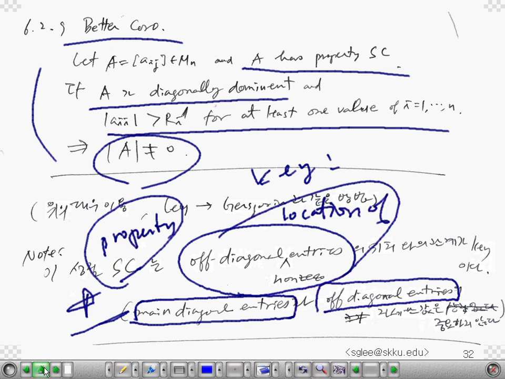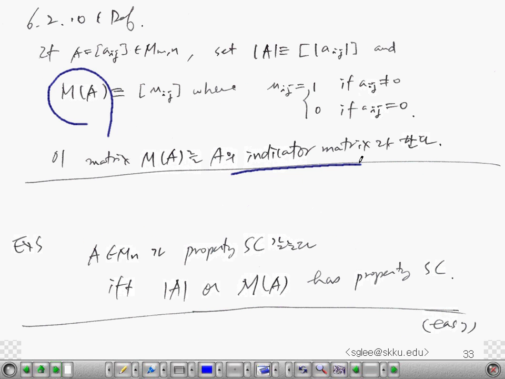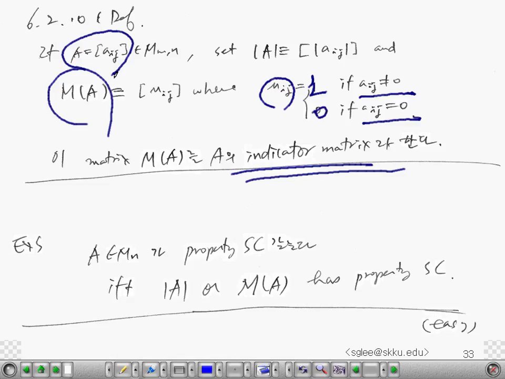It's not important. So we can think of a new matrix, M(A), which is called the indicator matrix, defined as follows: mu_ij is 1 if a_ij is not 0, and if a_ij is equal to 0, then we make it 0. So from matrix A, the absolute value of A is just every entry of A taking an absolute value, and M(A) is a matrix whose entries are mu_ij, and the entries mu_ij are equal to 1 or 0, depending on whether a_ij is non-zero or 0. We call it an indicator matrix.